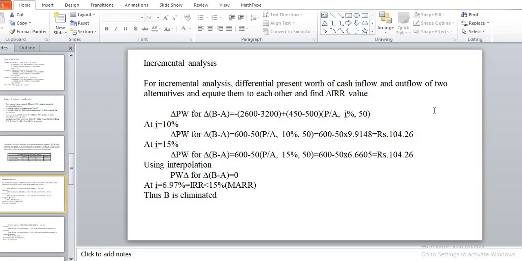Salvage factor is not given, so the third element is not considered here. Salvage value or market value, which we discussed in the last video, is the third element. It is absent here.